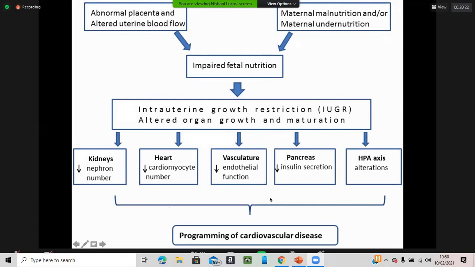This is a bit of a complicated picture, but it kind of summarizes everything we are going to talk about. It tells us how and why growth restriction takes place, what effects happen because of growth restriction, and how it can affect adulthood as well. Does anyone have any questions with regard to this diagram?